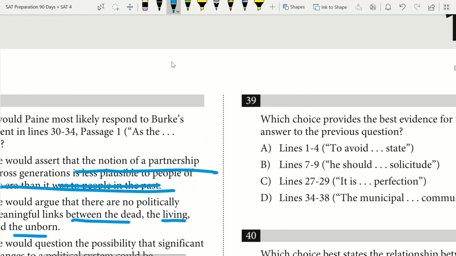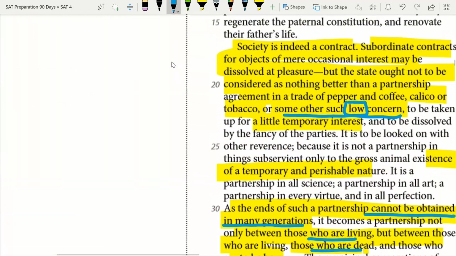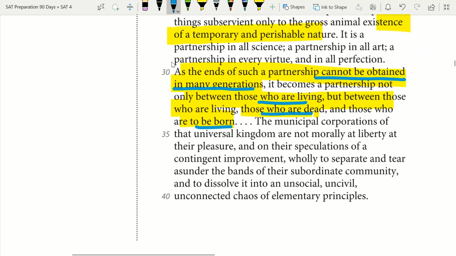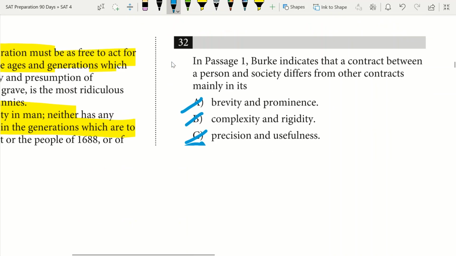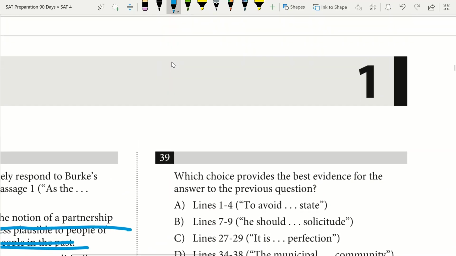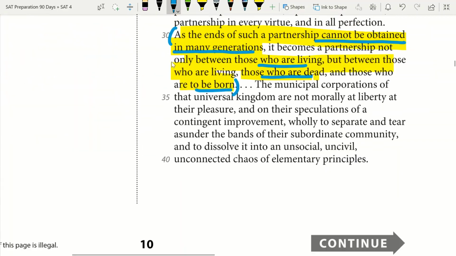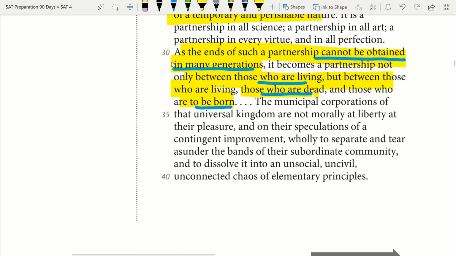All right, 39, which choice provides the best evidence to the previous question? Okay, we know that that's going to be, if we scroll up here, right here, and it looks like right around 30 to 34, I believe. Let me see if that was, I think it might have been 34 to 38. That was our only option around there. Okay, our only option around there is 34 to 38. So let me take a look at that. Okay, I always look at the highlighted portions first because generally those are things that are important, so they're generally evidence. But let's take a look at this.